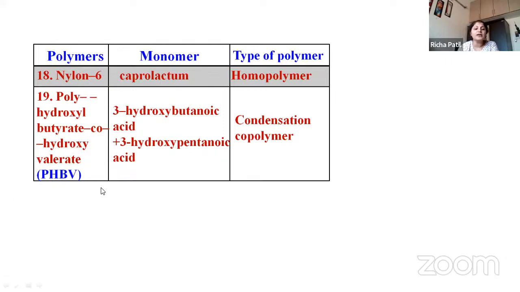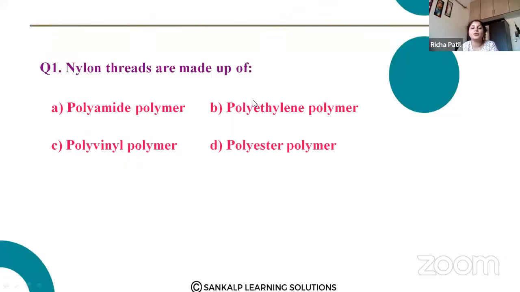These are biodegradable polymers. What is the monomer unit? It is 3-hydroxybutanoic acid plus 3-hydroxypentanoic acid. Remember the monomer units. Then what is the type of polymer? It is a condensation copolymer. It undergoes condensation polymerization.